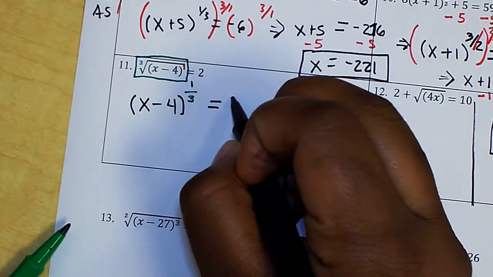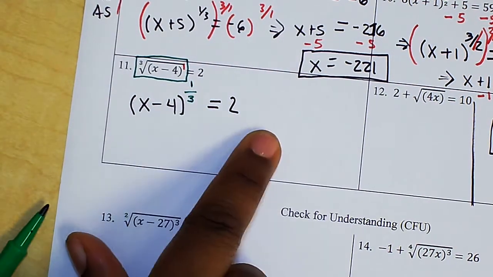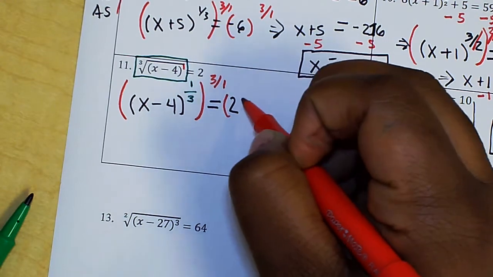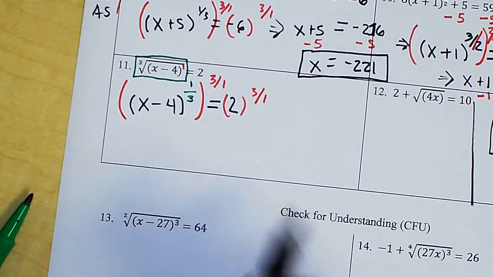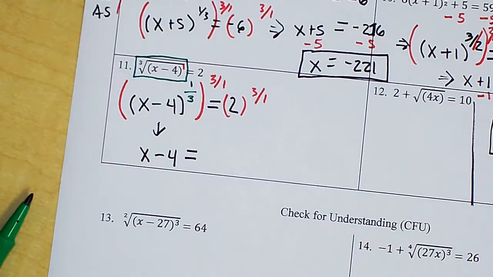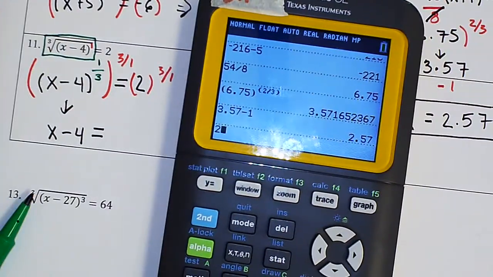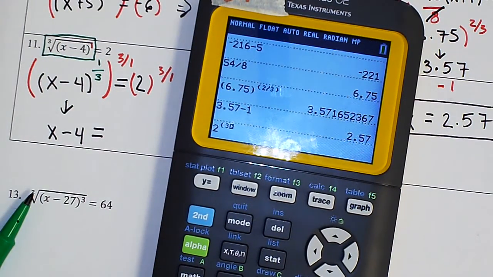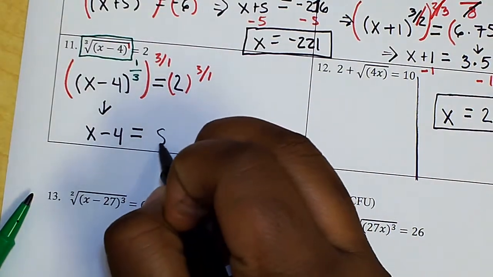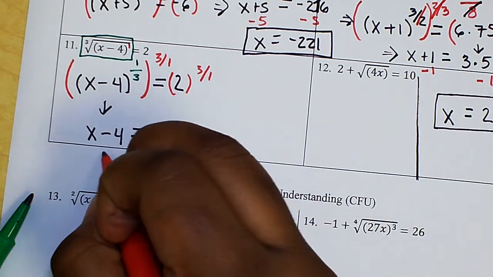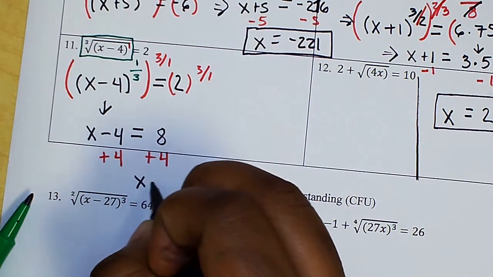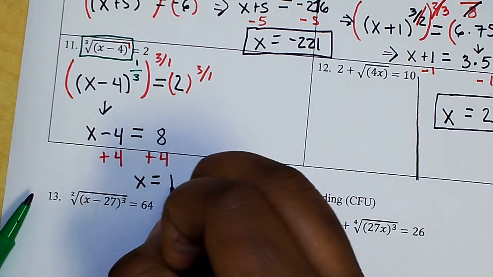Is equal to 2. So now I have it in a way that I'm familiar with. Now I know I have to raise everything to the power of 3 over 1. So this would give me x minus 4 is equal to, let's see what 2 to the power of 3 over 1 is equal to 8. So it would be equal to 8. To get rid of that 4, I have to add 4 on both sides. So now I have x is equal to 8 plus 4 is 12.